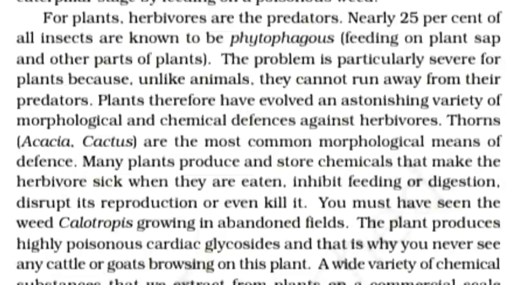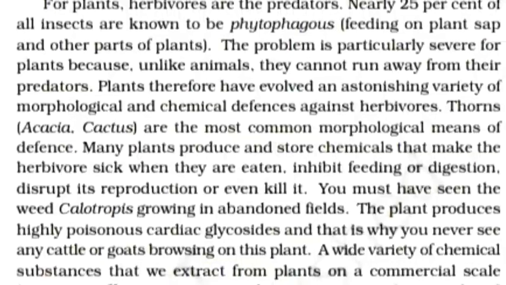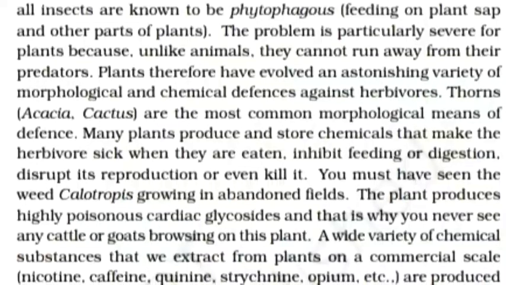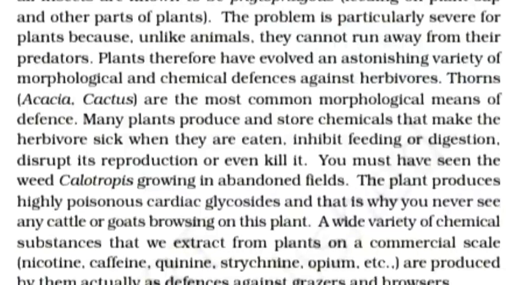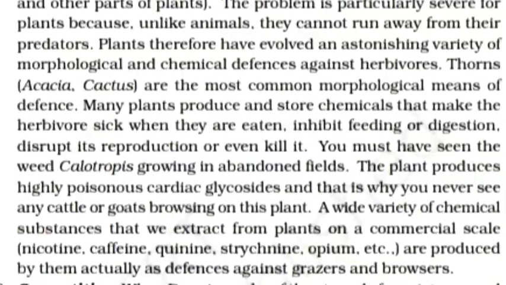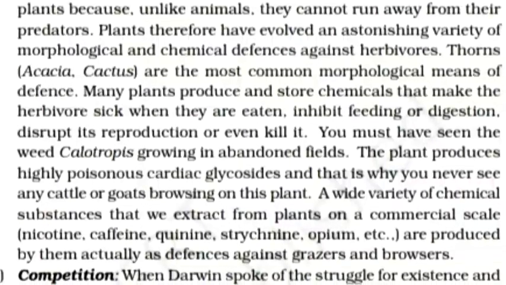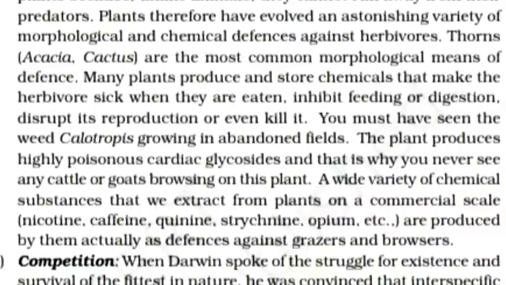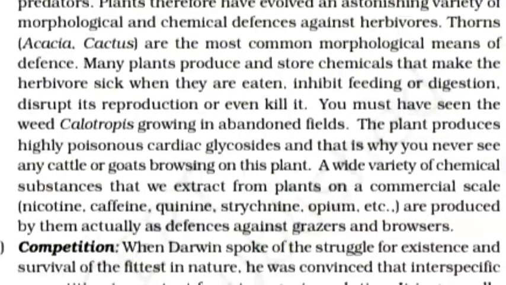The problem is particularly severe for plants because, unlike animals, they cannot run away from their predators. Plants therefore have evolved an astonishing variety of morphological and chemical defenses against herbivores. Thorns, acacia, cactus are the most common morphological means of defense. Many plants produce and store chemicals that make the herbivore sick when they are eaten, inhibit feeding or digestion, disrupt its reproduction, or even kill it.